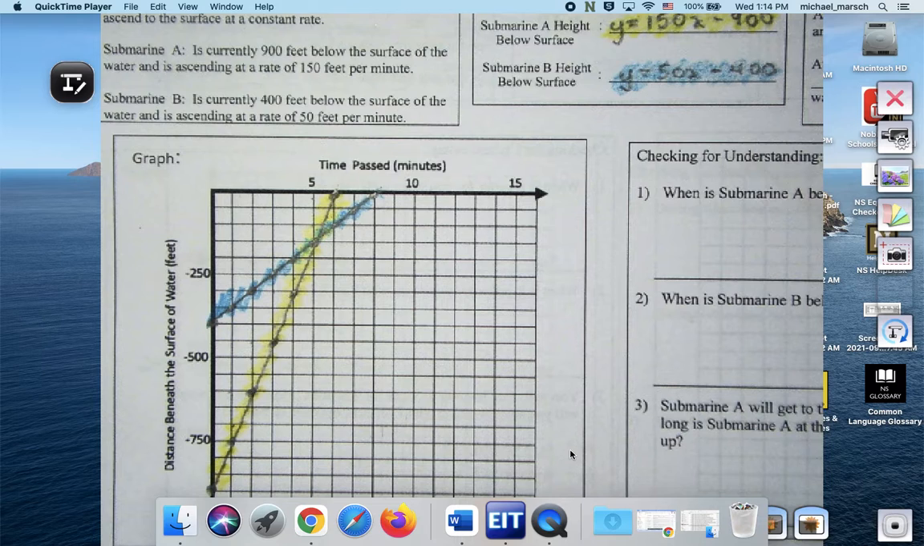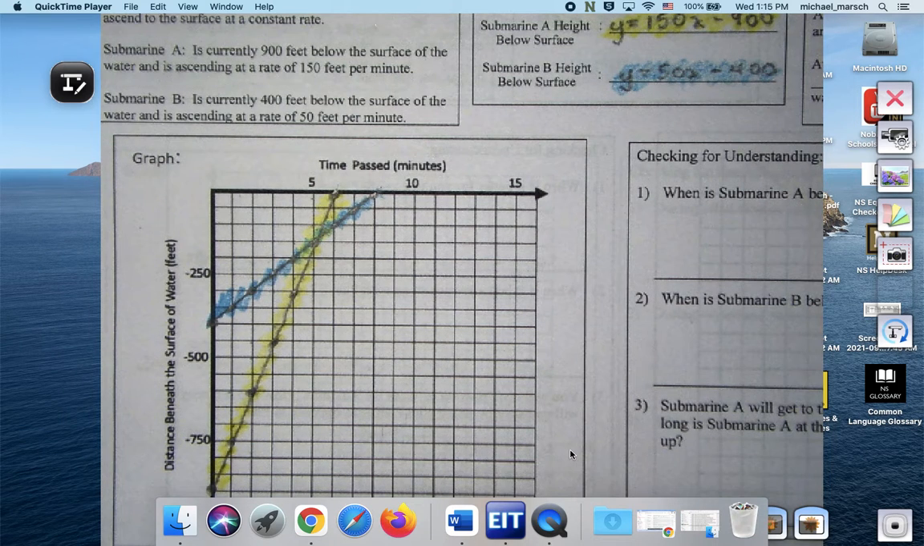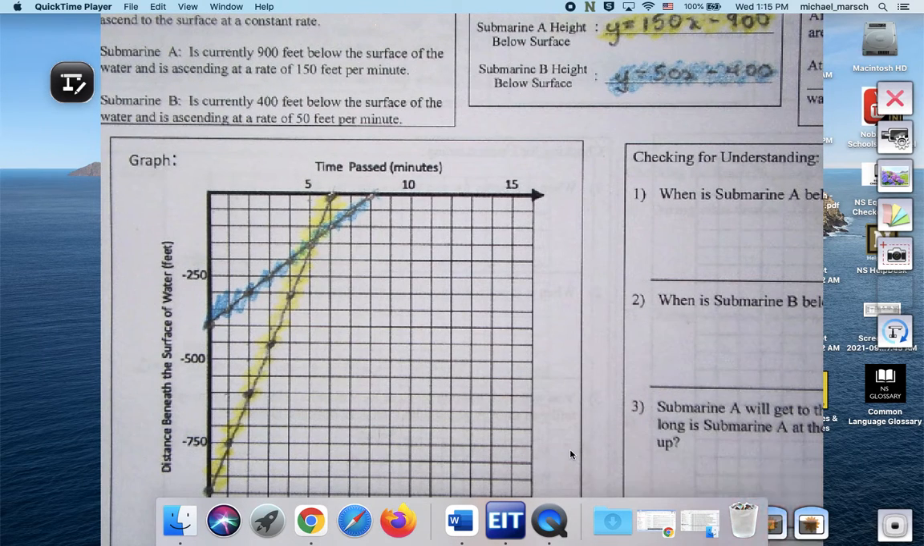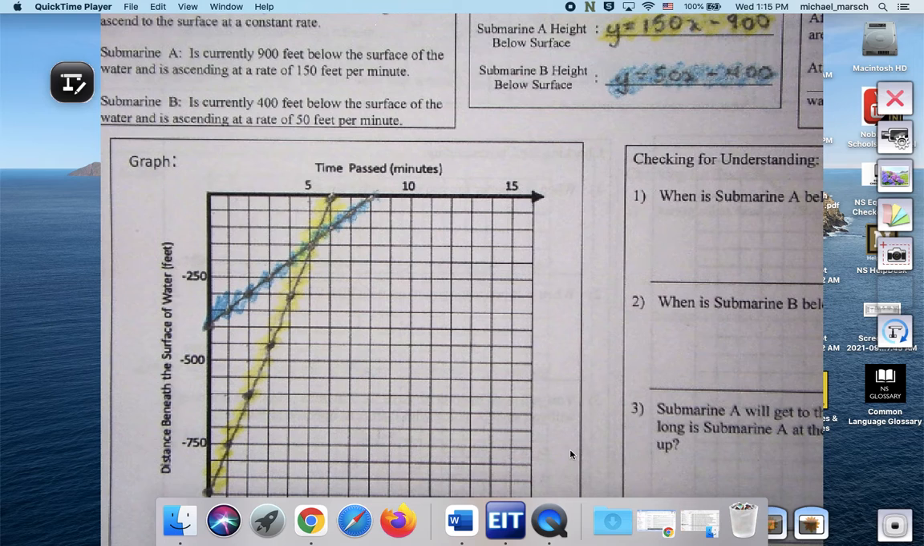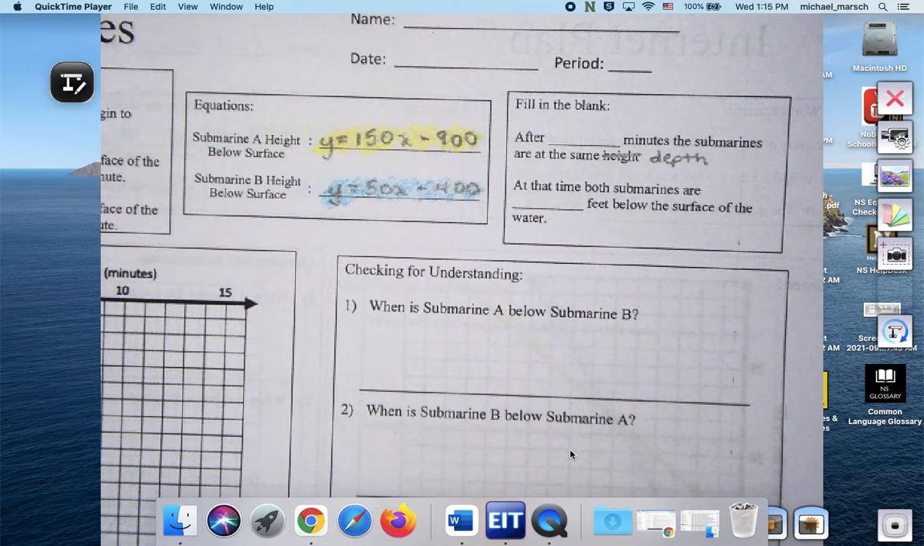How did we do on our graph? Decent? Okay, so after how many minutes are the submarines at the same, I'm going to change this word height to depth. Sorry. Kind of bothered me there. After how many minutes are they at the same depth?